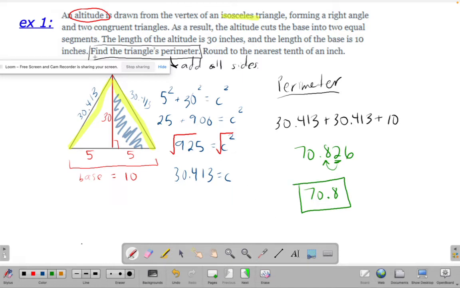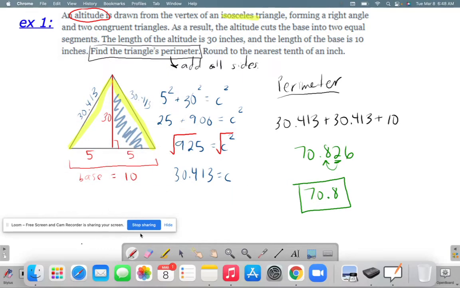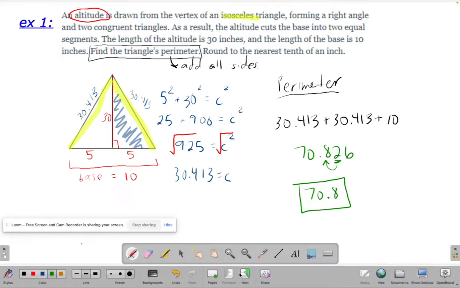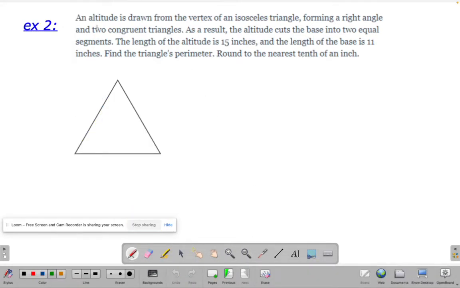I hope that helps. I'm going to do one more a little bit more quickly, and we'll see how that goes. So next problem, same thing. We have a triangle that is isosceles. So isosceles means these 2 sides are matching. They're asking you to draw an altitude. That means it goes from the top straight down, makes this right triangle. We have an altitude that is 15. And we have a base that is length 11. So that means from here to here is 11.